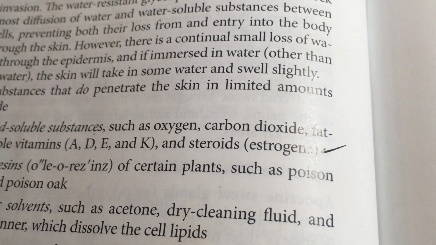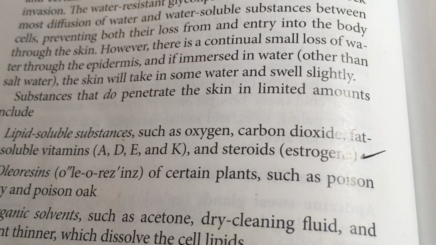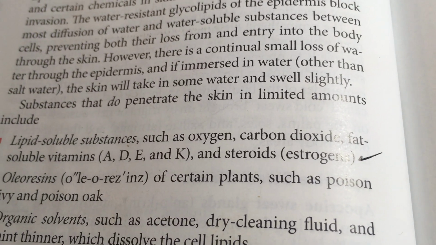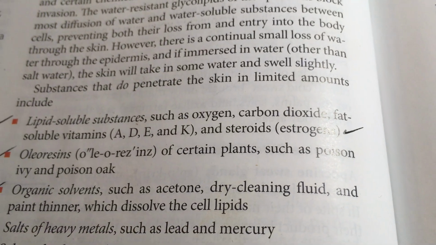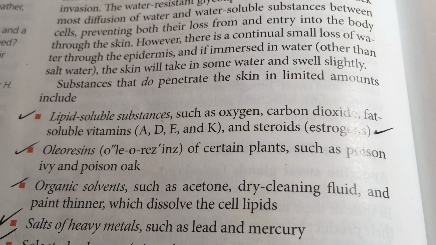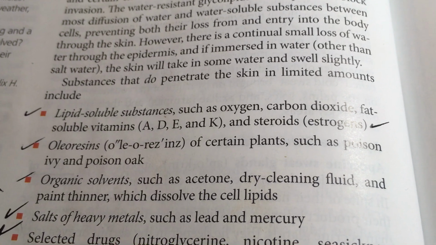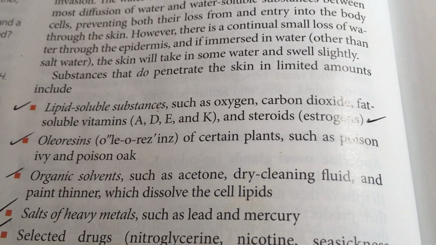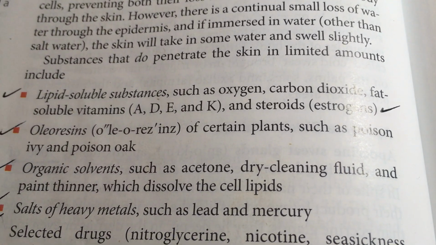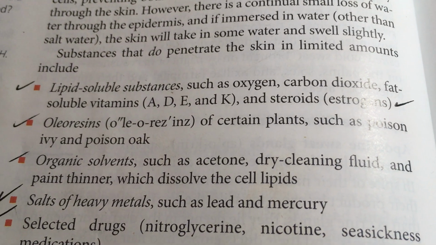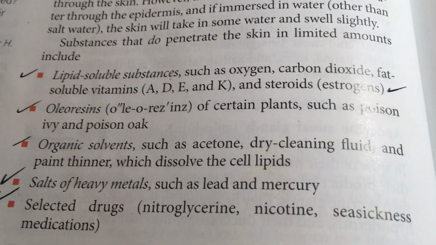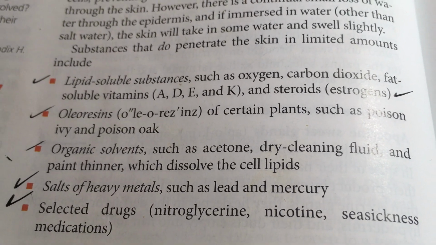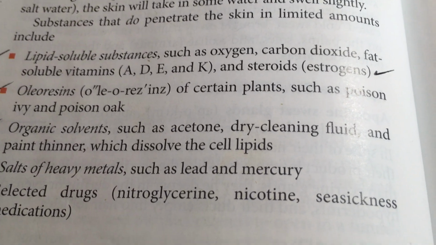Estrogens can be given as patches or as dissolvable little units under the skin. So steroids can present as something crossing the barrier of the skin. Oleoresins from poison oak, poison ivy can penetrate and sometimes cause an allergic reaction of the type 4 hypersensitivity. Organic solvents are very dangerous.